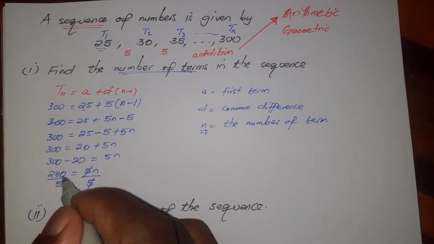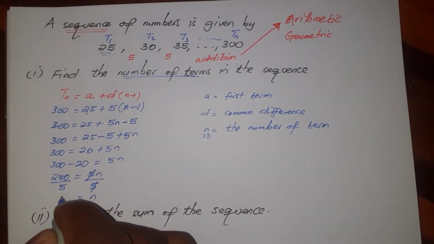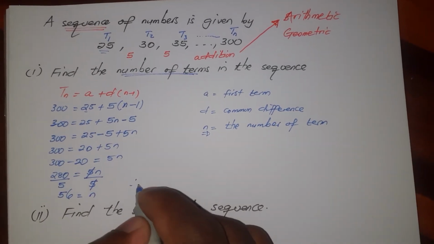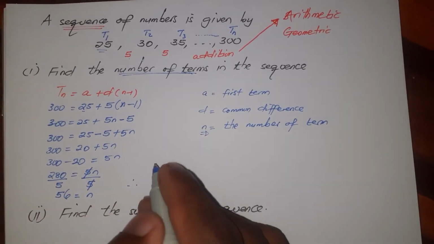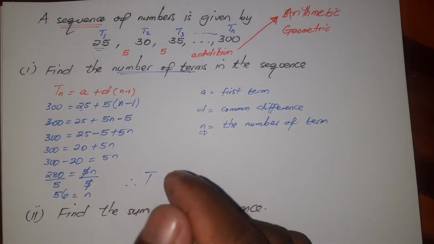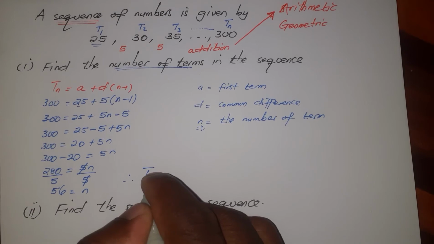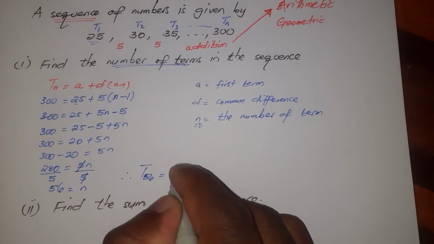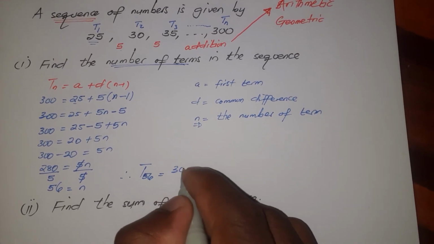And 280 divided by 5 gives us 56. Therefore, it says find the number of terms. Therefore, let's write term 56 is equal to 300.